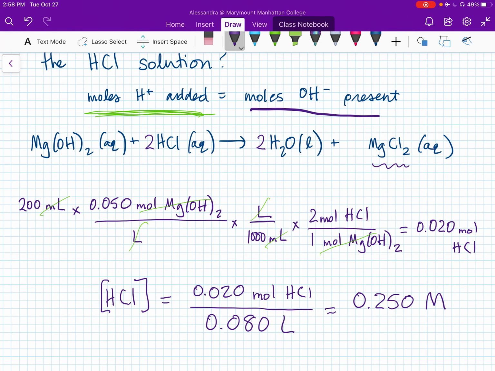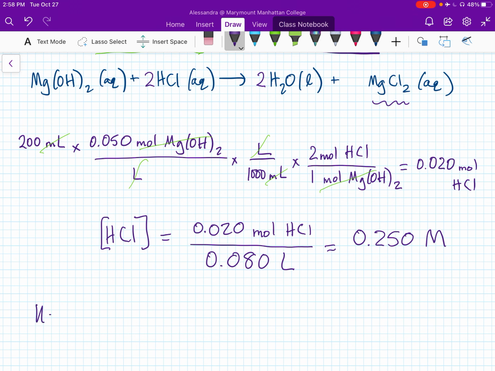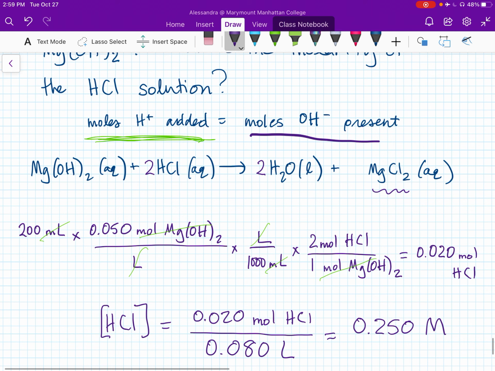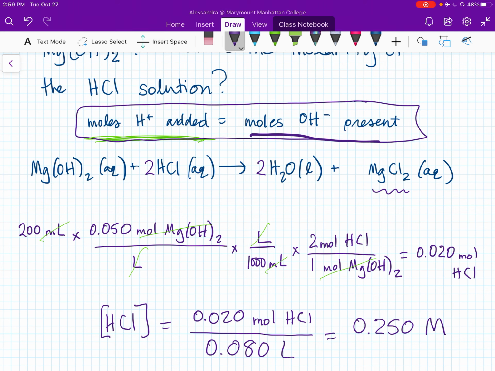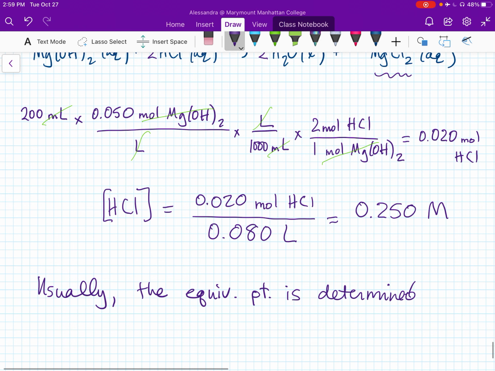Now, usually when we do titrations in practice, the equivalence point is determined. So the equivalence point is the point at which the moles of H plus that we add are equal to the moles of OH minus that are present. So usually the equivalence point is determined in the lab with a color indicator.